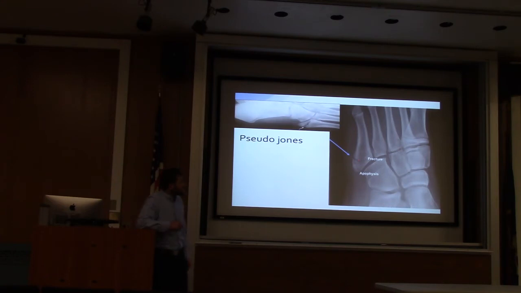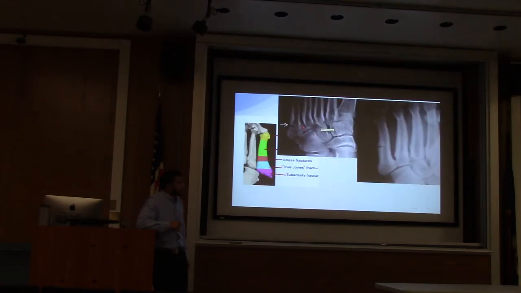And this is Sutton Jones, the fracture at the proximal part, at the base of the metatarsal bone. And again, mark it here. What about this area? This is Jones. So Sutton Jones is here, and this is Jones. And this is a stress fracture.